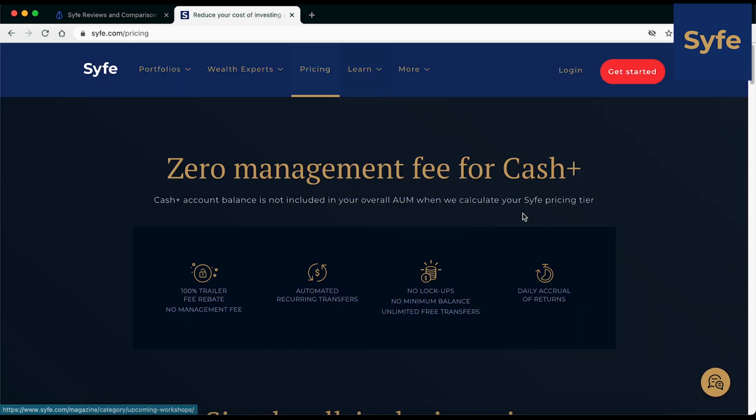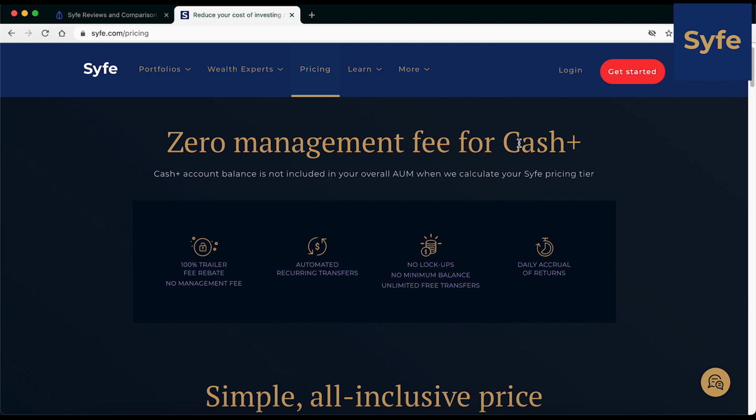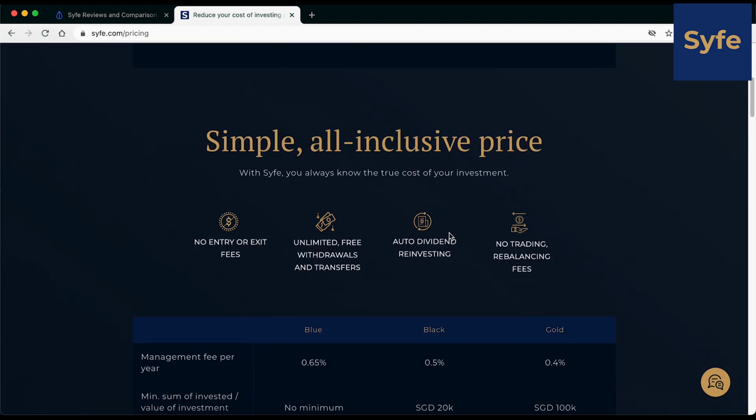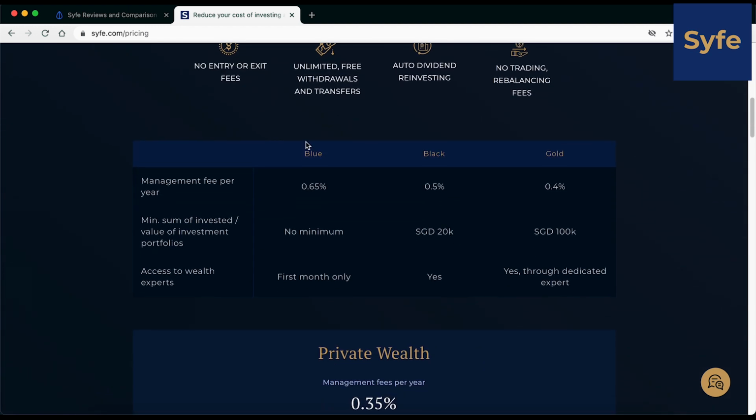And let's take a look at the pricing. So zero management fee for Cash Plus. So if you're using the cash solutions, that's zero management fee. There's 100% fee rebate, no management fee, automated recurring transfers, no lockup, no minimum balance, unlimited free transfers, daily accrual of returns. So for Blue Member tier, which is the beginner tier, let's say you have invested less than $20,000, you belong to the Blue tier. Your management fee will be 0.65% per year. So let's say if you have more than $20,000 of minimum investments, then they will lower the management fee to 0.5%. That means you are Black tier.